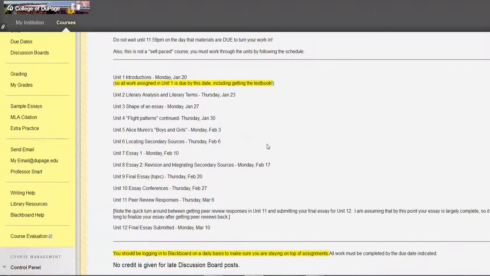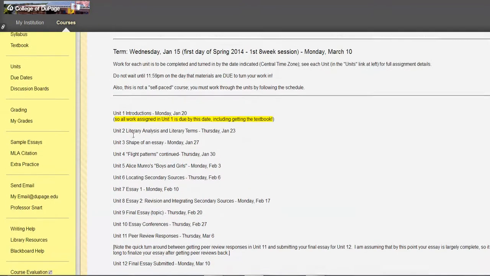Just finished up Unit 4, which had us looking, in addition to working with flight patterns, at the short story a little more, and had us looking at a few other things related to more of the composition side of things: writing process, thesis statements, that sort of stuff. So we get into Unit 5 now. The due date for that is Monday, Feb 3rd.